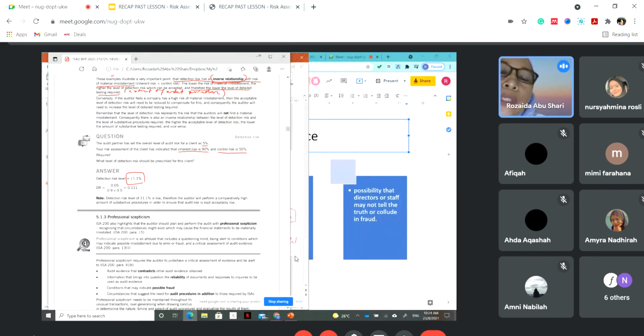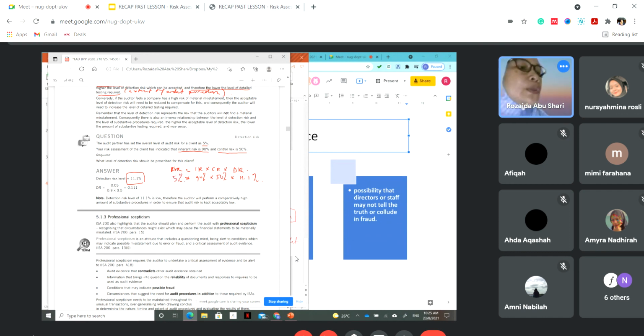So when you put in the formula here, audit risk equals inherent risk times control risk times detection risk. So inherent risk just now given is 90%. Control risk 50%. Now detection risk is 11.1%. This makes your audit risk the acceptably low level of 5%.